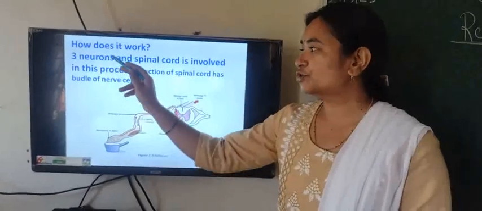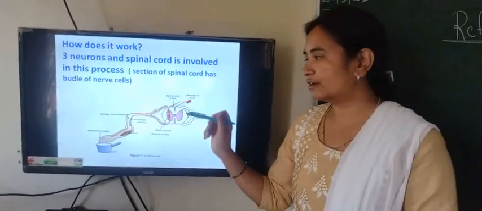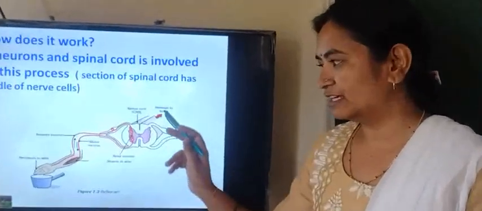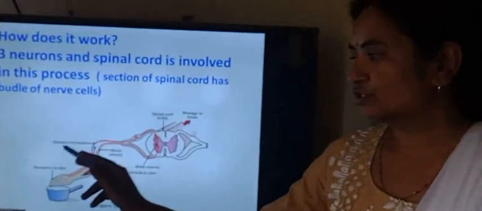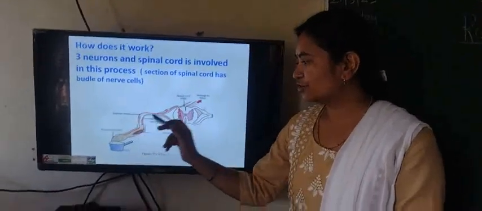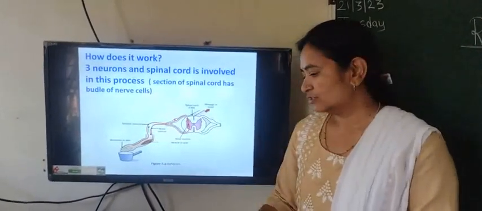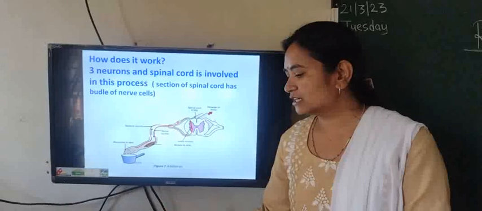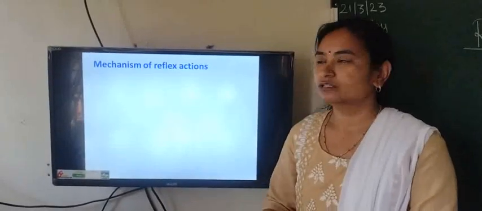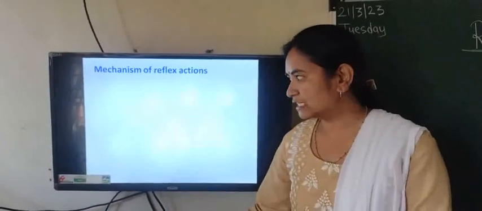There are 3 neurons and the spinal cord present in this reflex arc. Those 3 neurons are the sensory neuron, the relay neuron and the motor neuron. So, this is the reflex arc. Let's now see the mechanism of reflex action.